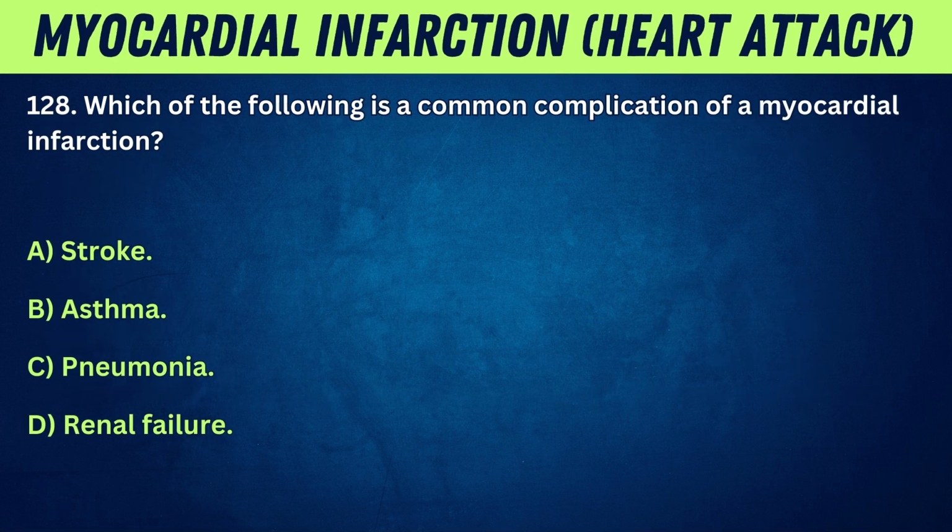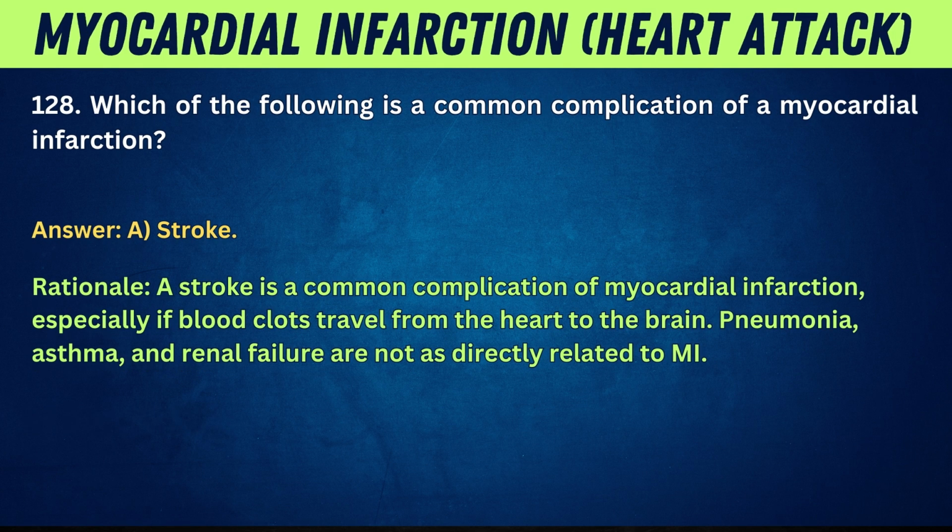128. Which of the following is a common complication of a myocardial infarction? A. Stroke. B. Asthma. C. Pneumonia. D. Renal failure. Answer: A. Stroke. Rationale: a stroke is a common complication of myocardial infarction, especially if blood clots travel from the heart to the brain. Pneumonia, asthma, and renal failure are not as directly related to MI.